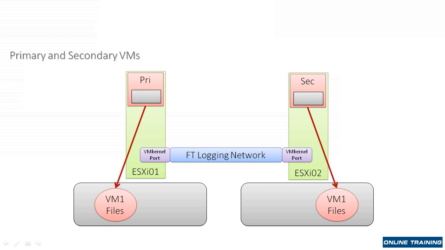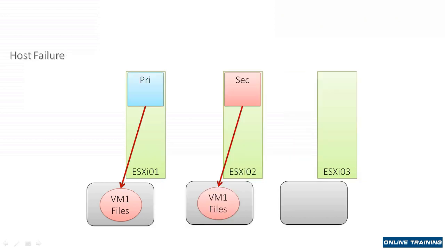And same thing with those virtual machine files. So now I've got a primary and a secondary VM that are completely identical. And if the primary fails, or if a host fails and the primary goes down, the secondary will take over immediately, right? So let's talk about what happens when a host fails.